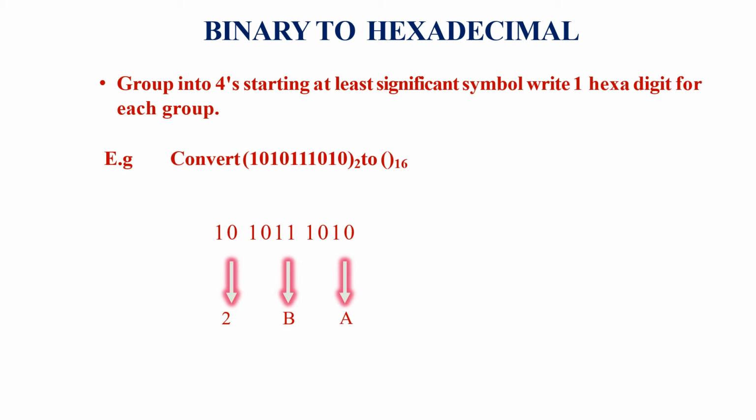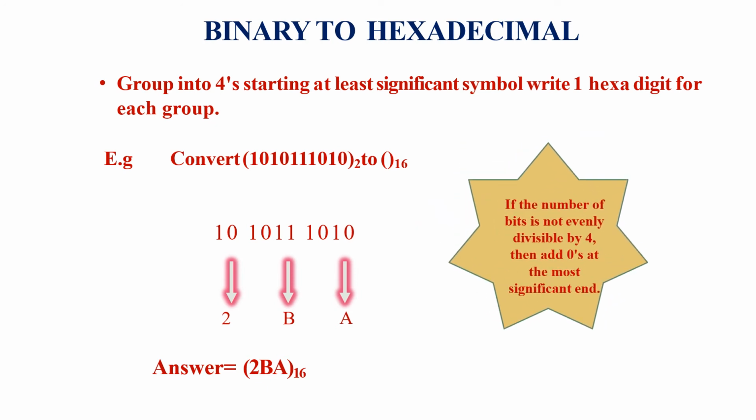So 1010 in terms of decimal is equivalent to 10. But here we are going to write the hexadecimal equivalent. So 1010 is equivalent to A. And then 1011, in terms of decimal it is 11, but in terms of hexadecimal it is B. So we can write it as B. And then 0010 is nothing but the equivalent of 2. So finally we can write it as 2BA with the base 16. So for the given binary, the equivalent hexadecimal number is 2BA with base 16.